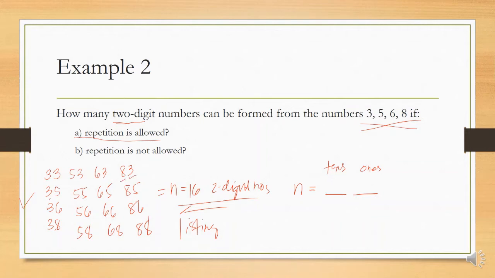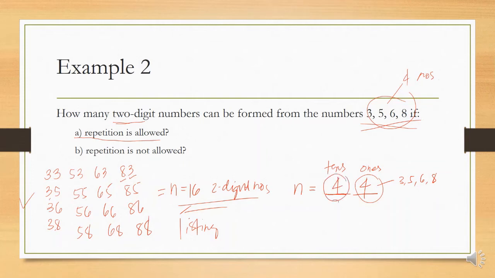Okay? So that, dito sa ones digit, dahil 4 yung numbers natin, 4 numbers sila, diba? Kung repetition is allowed, lahat ng numbers ay posibleng nandiyan. Ibig sabihin, pwedeng 3, pwedeng 5, pwedeng 6, pwedeng 8. So, 4. Ngayon, dun sa tens digit natin, tens column, 4 pa din ang pwede nating ilagay.